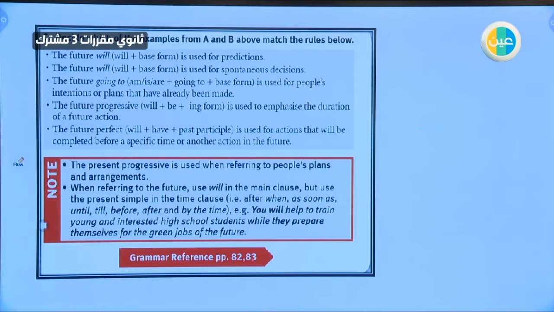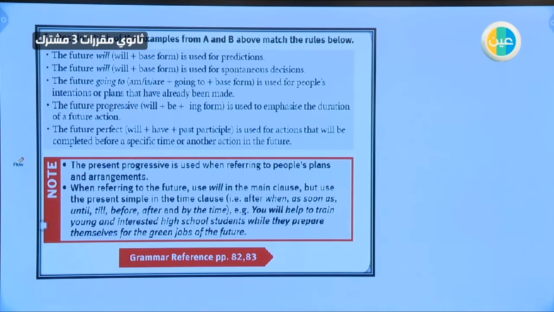Another one, future with going to. So we have future will and we have future with going to. Future with going to needs is, am, are, a helping verb before, according to the subject, of course: I am, he is, they are, and so on. Then going to, then the base form, of course. After going to, also base form. Why do I use going to, not will? I use going to when I talk about people's intentions or plans that have already been made. Any plan you have already prepared before, you can use going to here, not will.